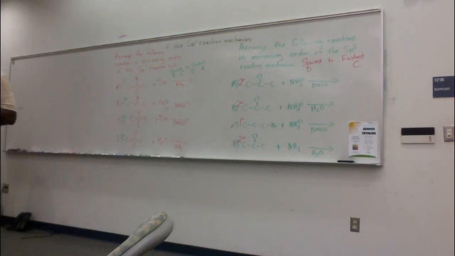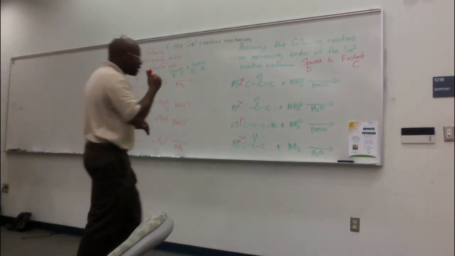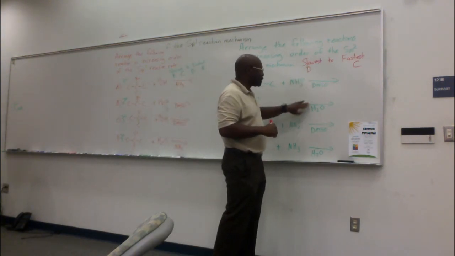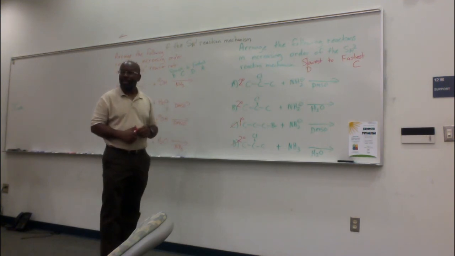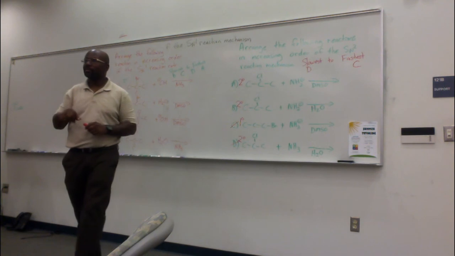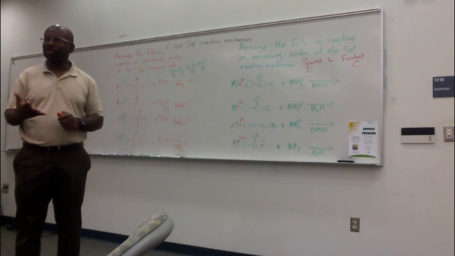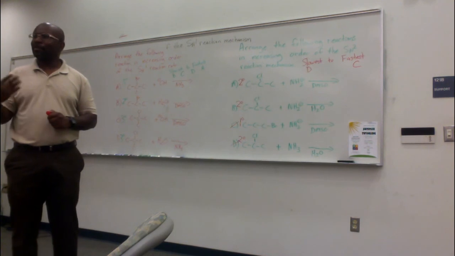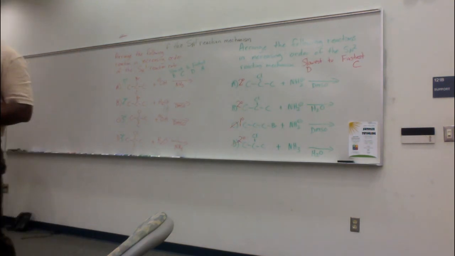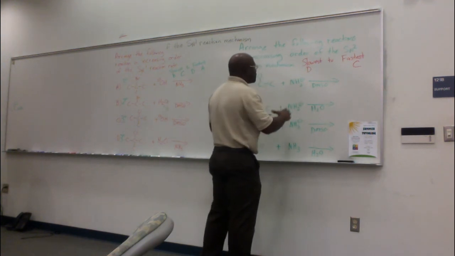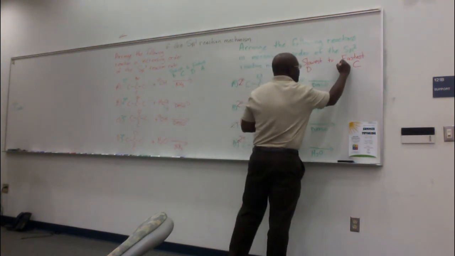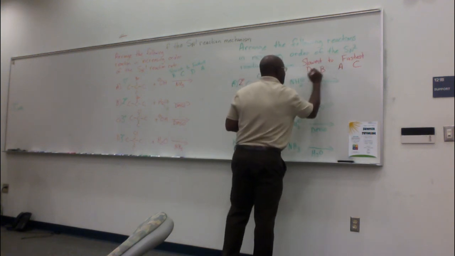The final thing to look for is the solvent. We have DMSO versus H2O. What's the best solvent for Sn2? Aprotic solvents such as DMSO, acetone, or HMPA are the best solvents for Sn2. So going between these two, the second fastest will be A, followed by B.